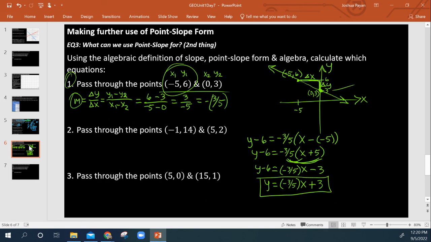So my y-intercept we can see right there is at y equals 3. My slope is negative 3/5. Just put the numbers in where they go. So our visual ended up being pretty accurate. Okay, that was our little crash course in how to make use of the slope formula and point slope.